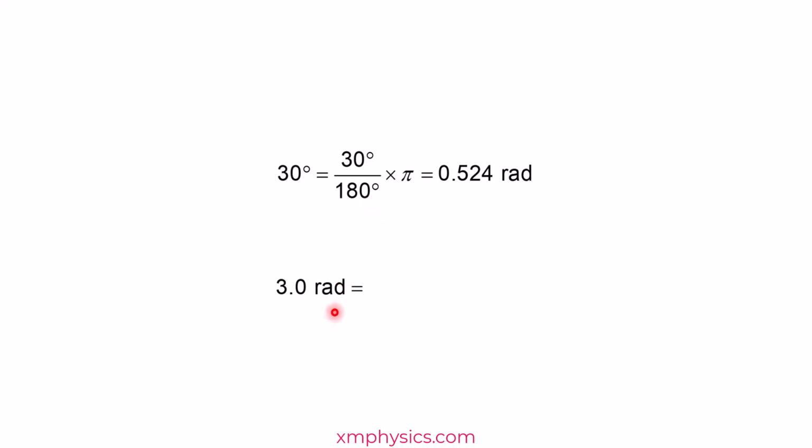On the other hand, what is 3 radians in degrees? You can do 3 divided by pi times 180 degrees. So this is how we do conversions between radians and degrees.